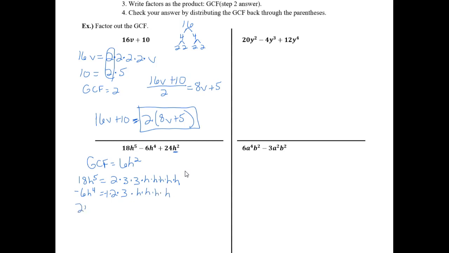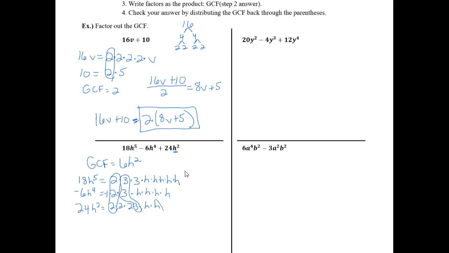And 24 h squared. 24 is the same thing as 6 times 4. So 4 is 2 times 2. 6 is 2 times 3. And then I have two h's. And again, I look at everything they have in common. They have a 2 in common. They all have a 3 in common.